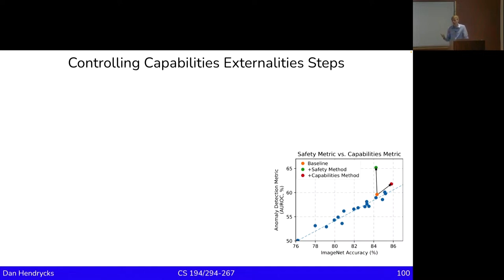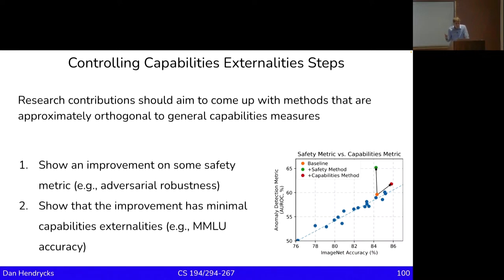So I think if something is to qualify as a safety method, it needs to not just ride along the general trend line, but actually differentially move in the direction of safety. So what one could do is find a safety metric, and then show that it has minimal capabilities externalities with respect to some of the most natural way of measuring general capabilities in your context. That could be the performance on Atari games, that could be MMLU.